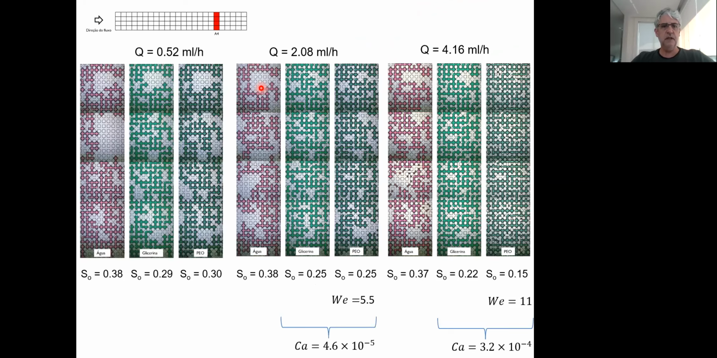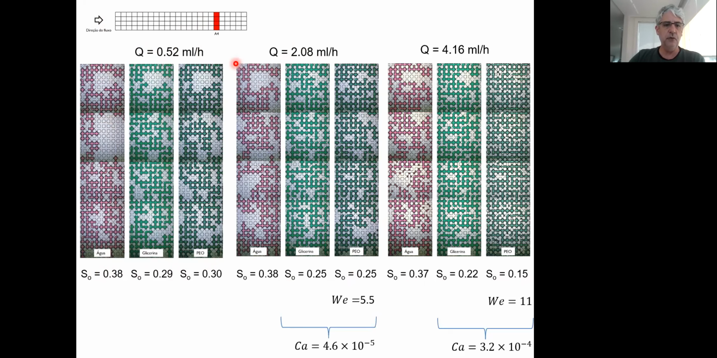So we do the experiments, and we first saturate the porous media with an oil phase, which is transparent in these images. Then we inject the water phase. Here, the first column is always the water injection, and the water is dyed red. The middle column is the glycerin-water solution, and the right column is the PEO solution. We do this displacement flow for different flow rates. At the bottom, we have the volume of oil that's trapped at the end of this process.